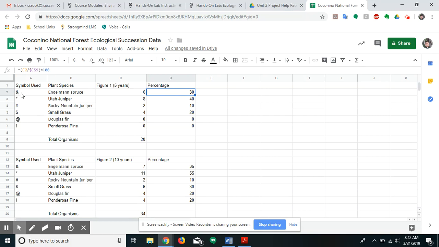Now, there is no rhyme or reason to which symbol goes to which, so there are some inaccuracies in this lab, because obviously you'd expect grass to grow more prevalently than the spruce, right? But anyways, when you fill this out, it doesn't really matter. What's more important is that we can see the change over time.